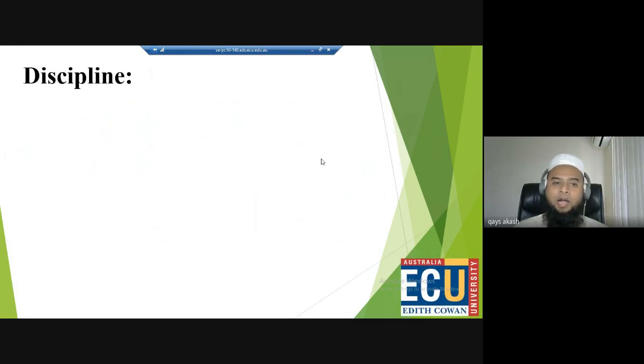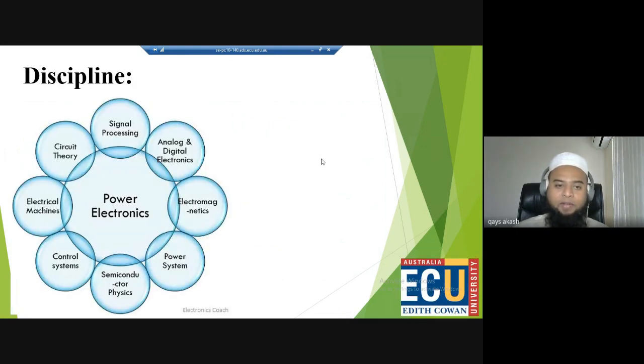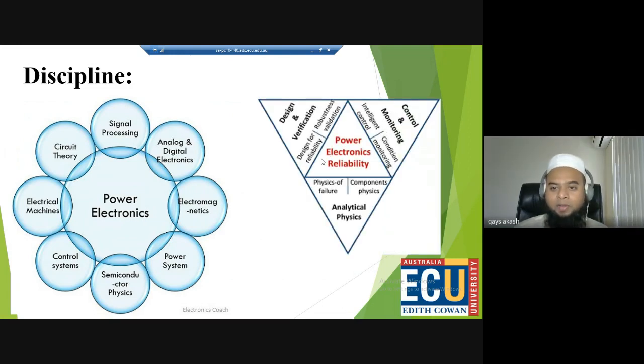If we check the other disciplines in case of power electronic devices, it is also involved in different kinds of power systems, signal processing, electromagnetic sectors, and so on. Even in the mid section, this power electronic reliability specifically and straightforwardly involves control and monitoring sectors of all of the quality research papers.